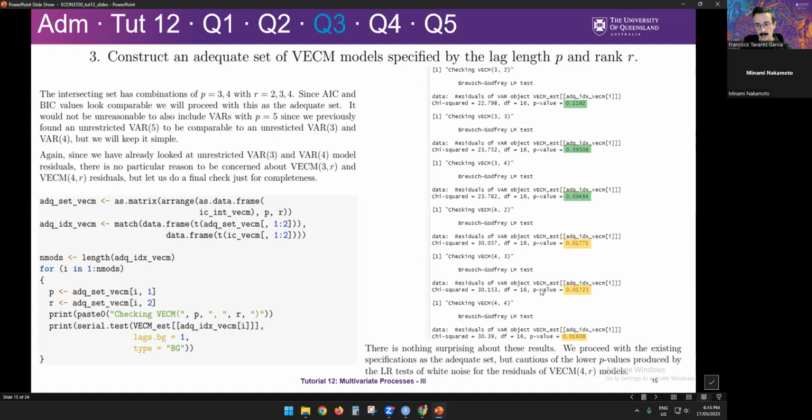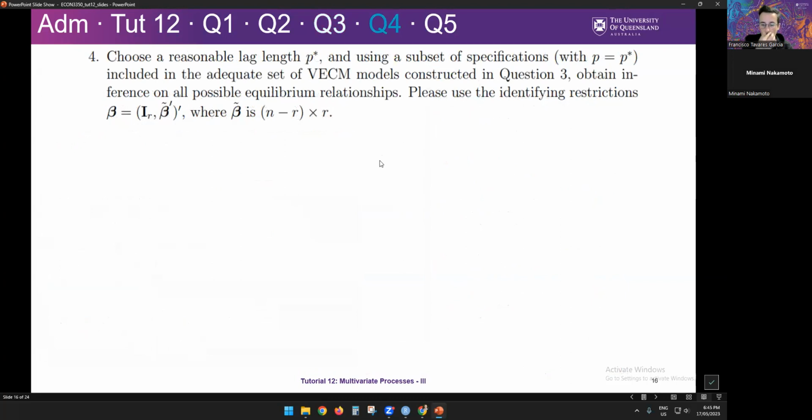So yeah, that's what we're doing here. We are rejecting at 1%, but not at 5%, but still moving forward for this one. Okay, so this will be our adequate set of vector error correction models with lag length P and rank R. Now, after choosing those, we will have to choose a reasonable lag length P. Oh, spoiler alert, it's going to be 3.